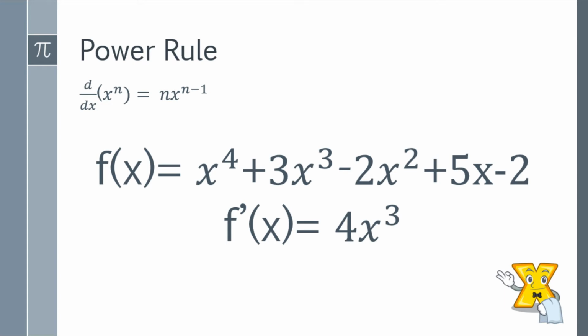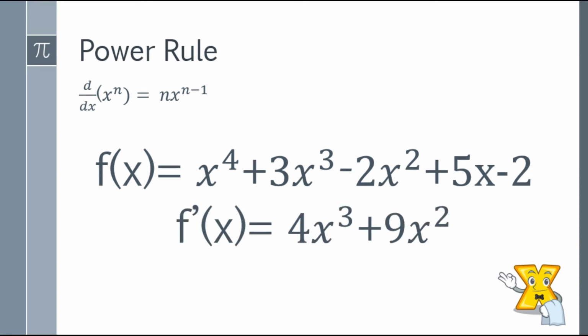Next tayo, 3x cubed naman. So, as usual, yung 3, lalagyan natin sa harap. So, 3 times 3, that will be 9. Tapos, x cubed, yung 3, mababawasan ng isa, magiging 2. So, that will be 9x squared.